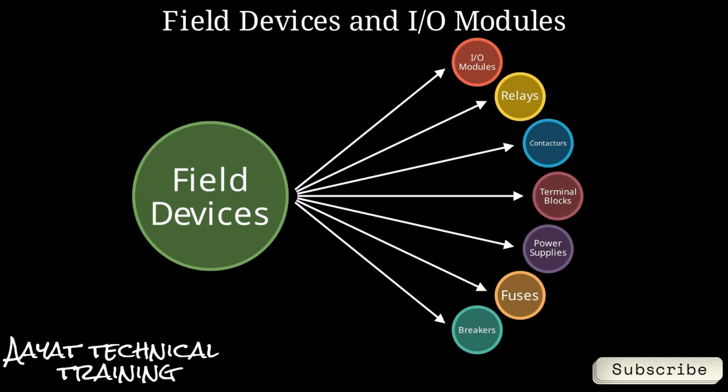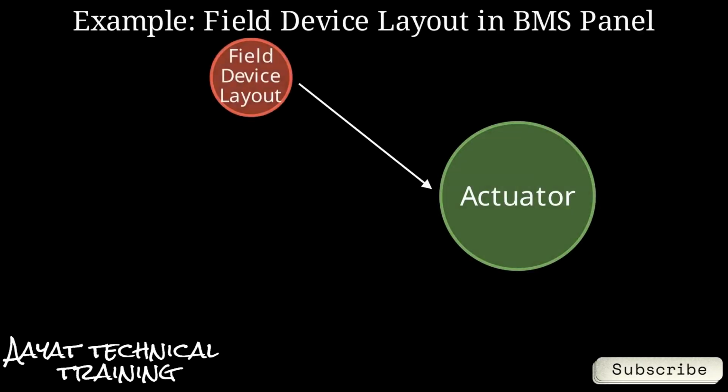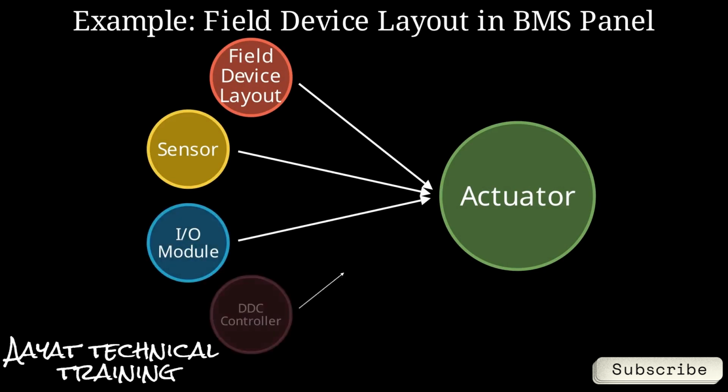loads, terminal blocks for secure wiring, power supplies for providing 24 VDC, and fuses and breakers for safety protection. A typical field device layout in a BMS panel involves sensors connecting to I/O modules, which interface with the DDC controller. The controller's analog outputs then drive actuators, enabling precise control of building systems.